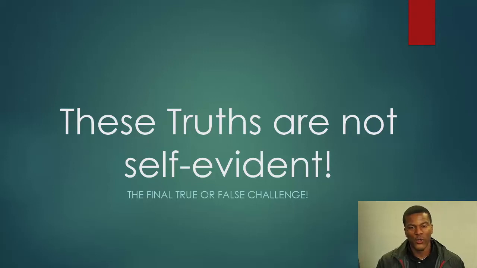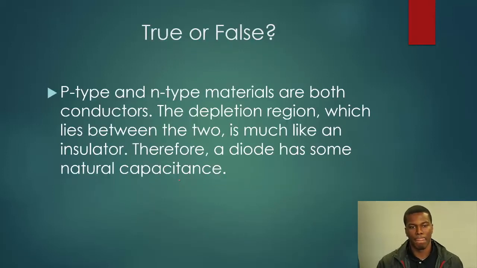Welcome to the final true or false challenge. Here's the first question. True or false? P-type and N-type materials are both conductors. The depletion region, which lies between the p-n junction, is much like a dielectric or insulator. Therefore, a diode has some natural capacitance. Is this statement true or false?